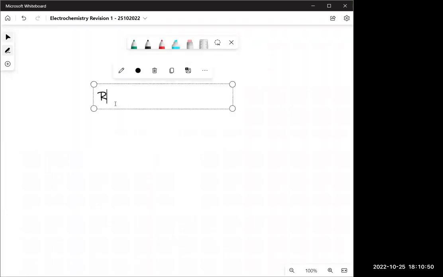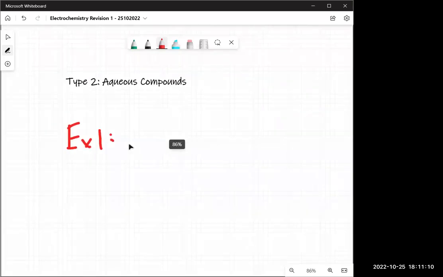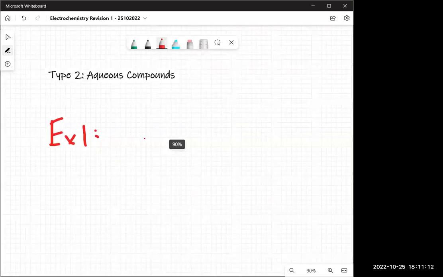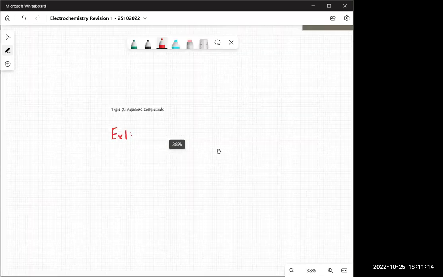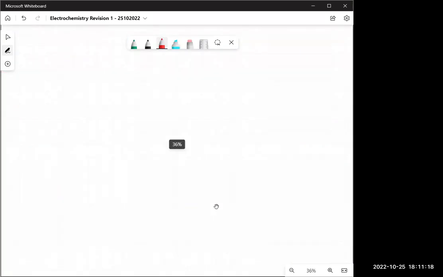Now we're looking at type 2. I give everything in an organized manner. We have two types of equations. Type 2 are called aqueous electrolytes, or aqueous compounds. All right, what are these? Well, look at the first example. Example 1: I want you to cook something for me from the product table.